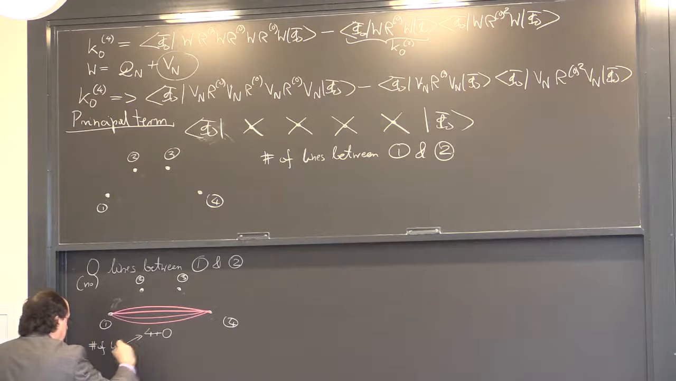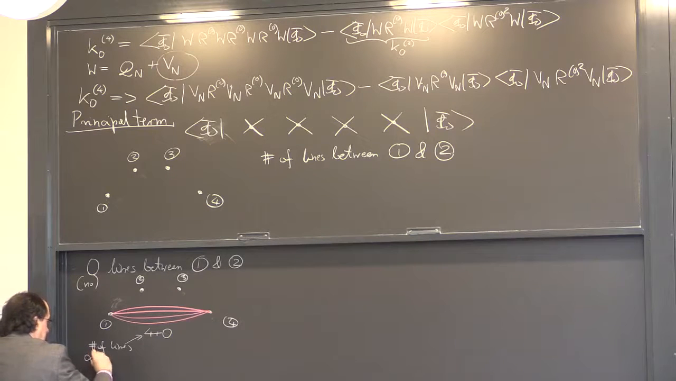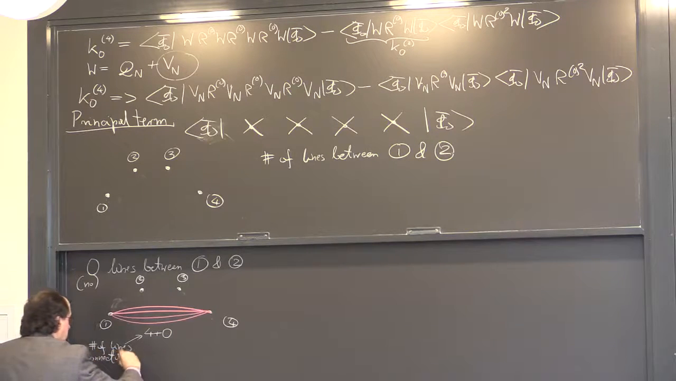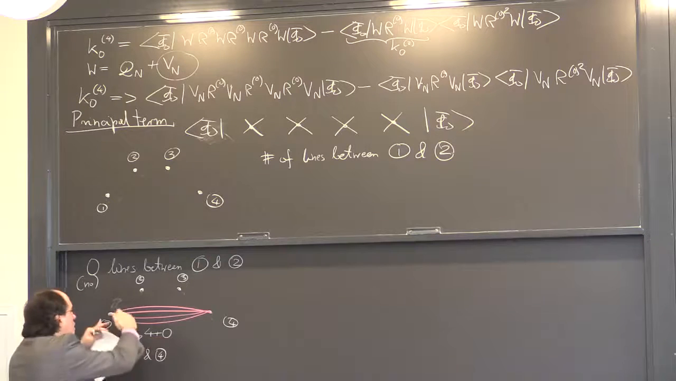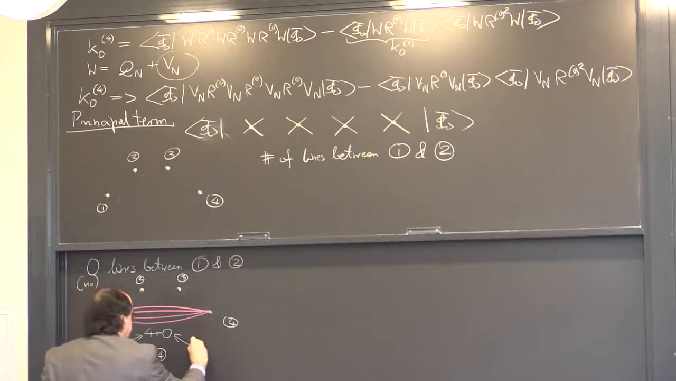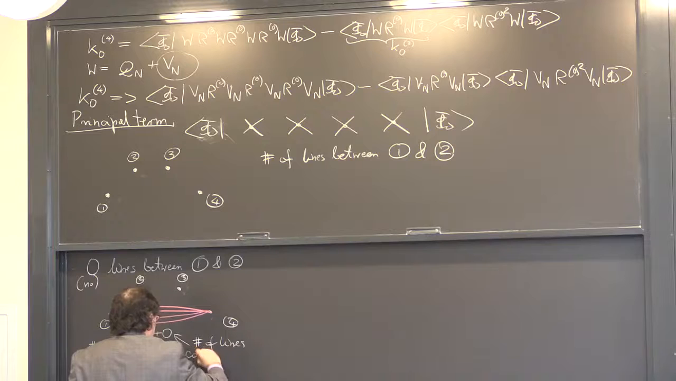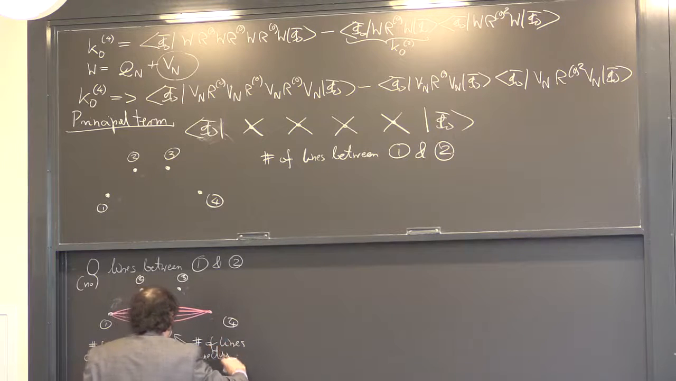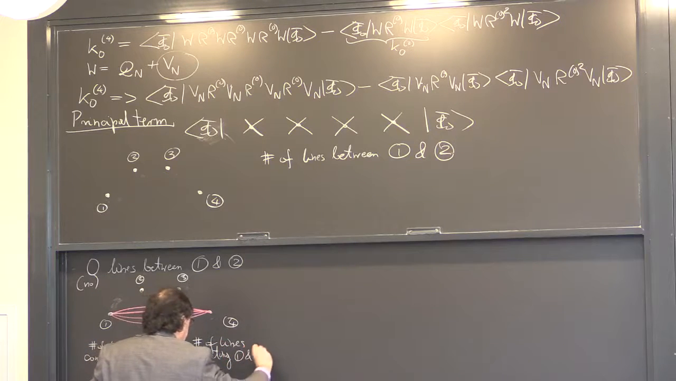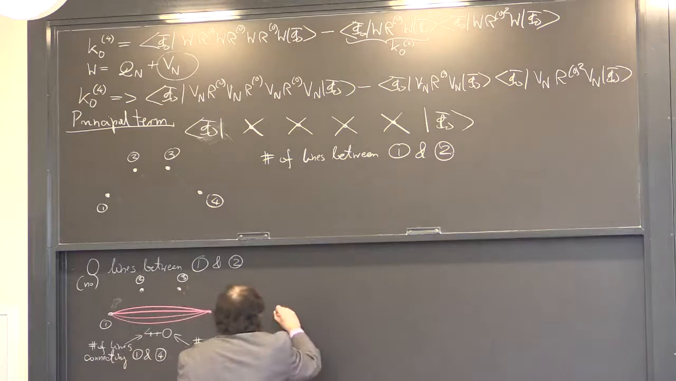4 plus 0 means that there are 4 lines connecting 1 and 4, and 0 means there are no lines connecting 1 and 3 within this category. The second number is the number of lines connecting 1 and 3.